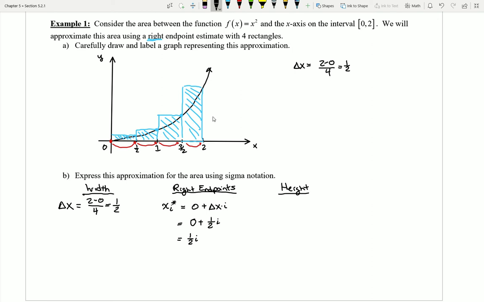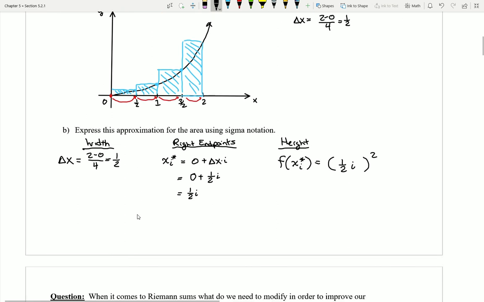Okay, great. So now if I have that value, I can easily determine the height. The height of each rectangle I know is given by f of x_i star. And so in this case, since my function is x squared, and my x_i star value is 1/2 i, I would have this, (1/2 i) squared. That's how tall each rectangle is. And so I can go ahead and summarize all of this in the following way. I know that the total area under the curve is given by adding up the areas of all of my rectangles.